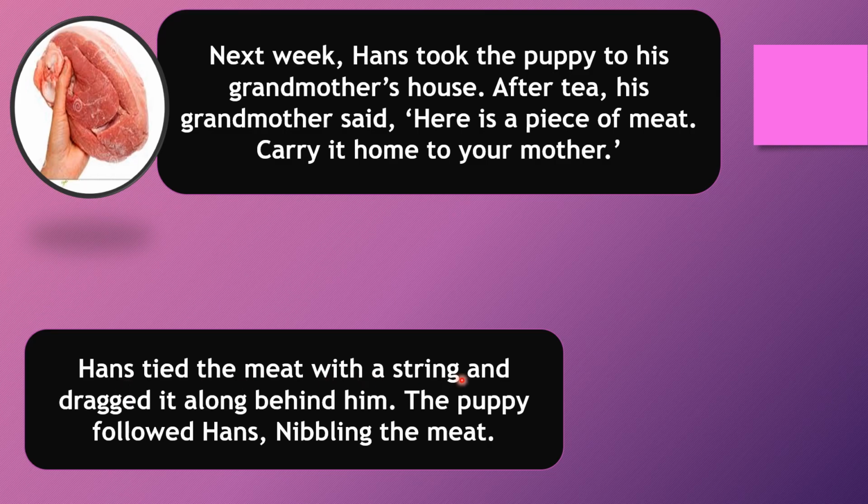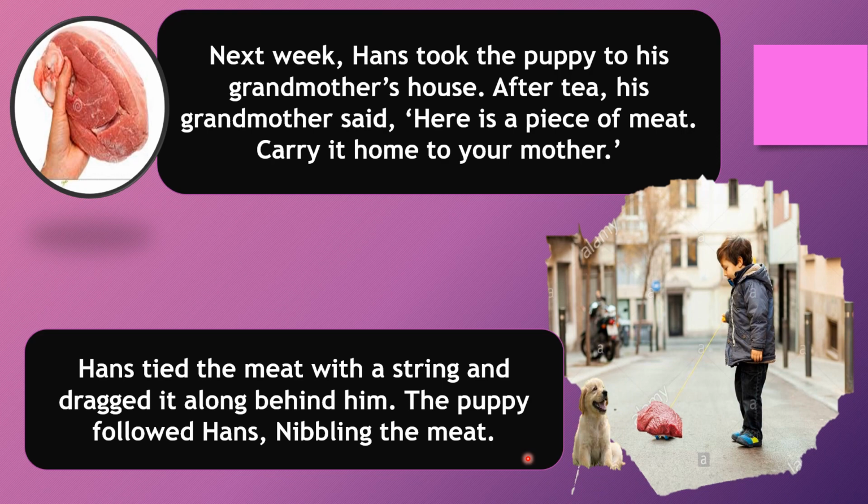Hans tied the meat with a string and dragged it along behind him. The puppy followed Hans, nibbling the meat. So what happens now? Hans thinks the correct way to carry the meat is tying a string to the meat and pulling it along the road. So now Hans does the same thing. He ties the meat to the string and pulls it along. And what does the puppy do? The puppy follows Hans and eats the meat.